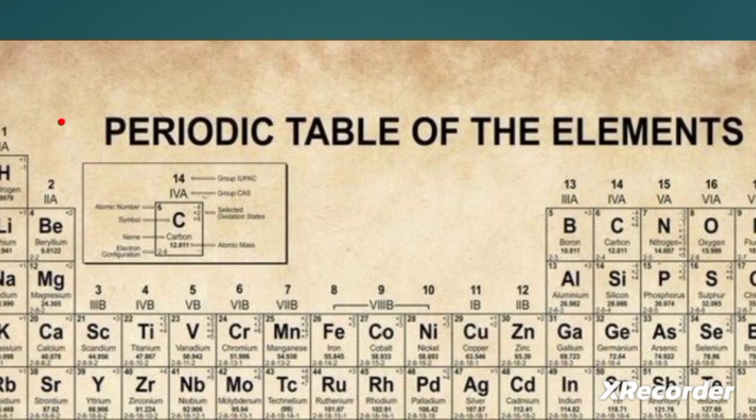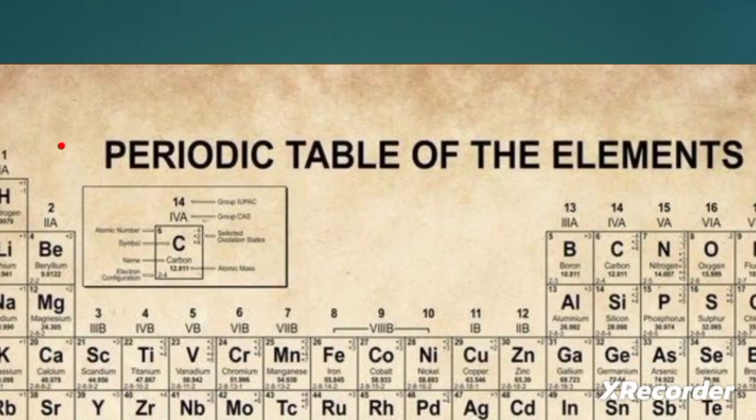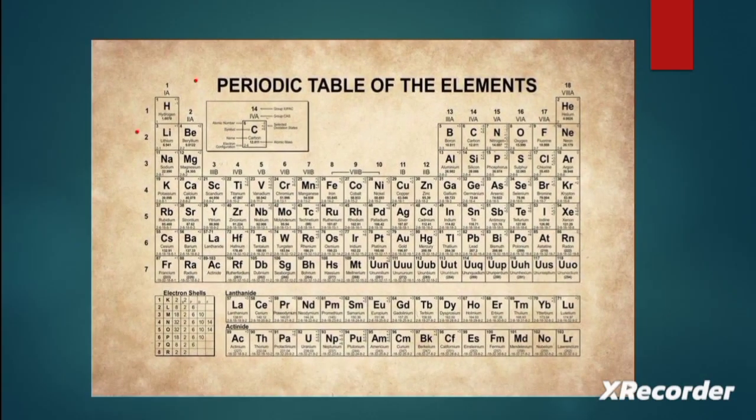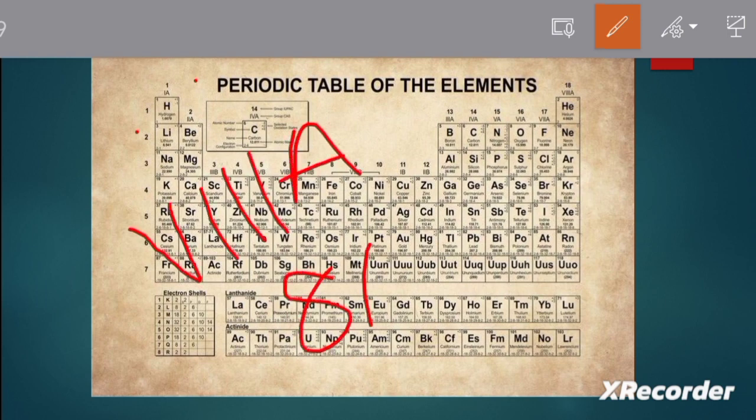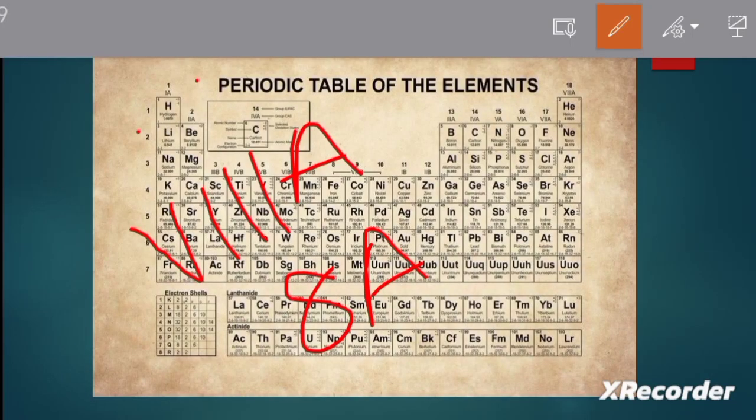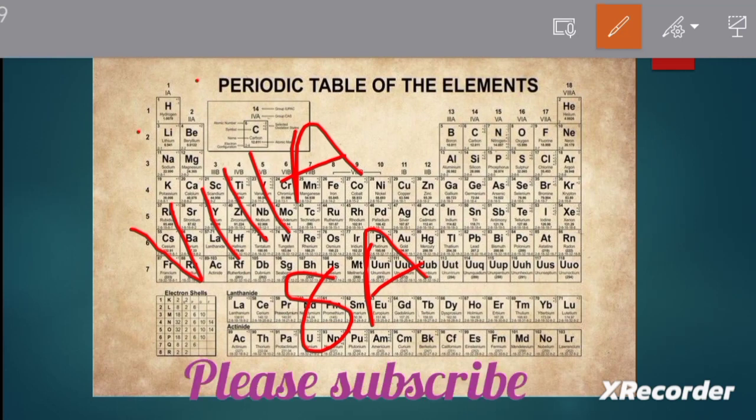After this method, these Roman numbers were replaced by Arabic numbers. That means instead of writing 8A in this way, 8A was written in this way. Same confusion again. To eliminate this confusion, IUPAC introduced a numbering system to this periodic table. IUPAC means International Union of Pure and Applied Chemistry.